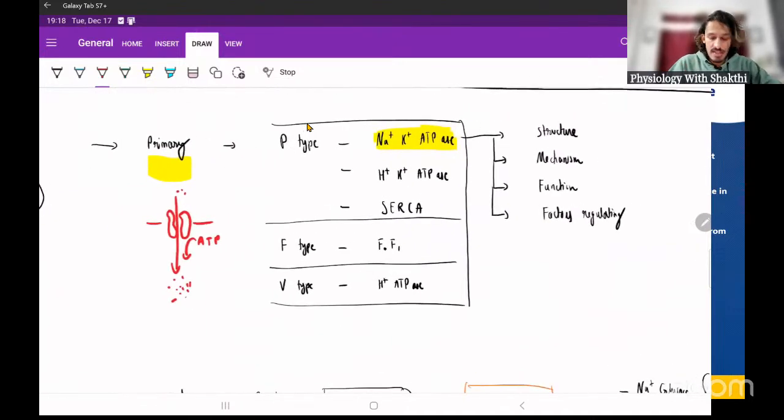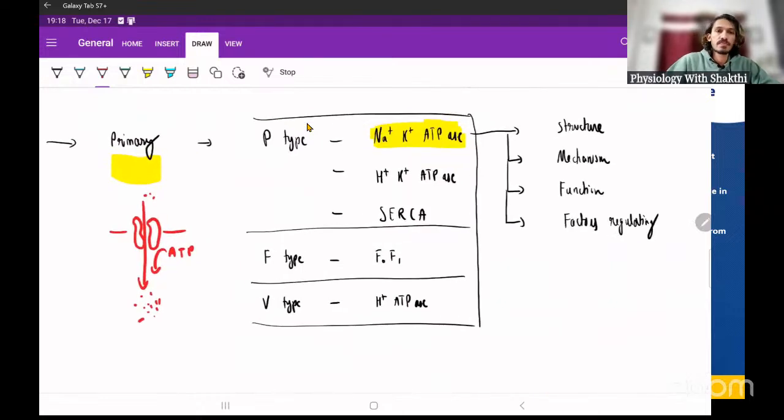For primary active, usually we talk about P type, F type, V type. P type, your sodium potassium ATPase. This is again a very important question. Sometimes primary active transport by itself can come as a short note. Sodium potassium ATPase by itself can come as a short note. Now, P type primary active transporters. One example is sodium potassium ATPase.